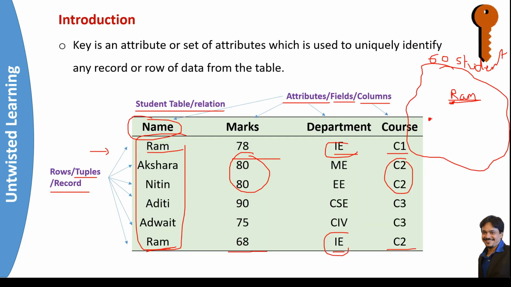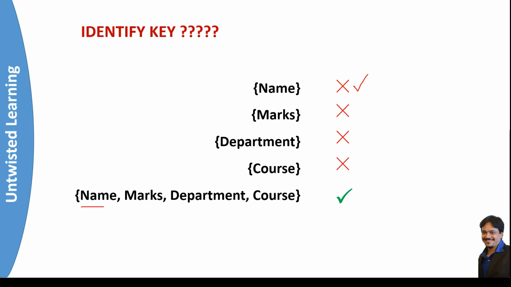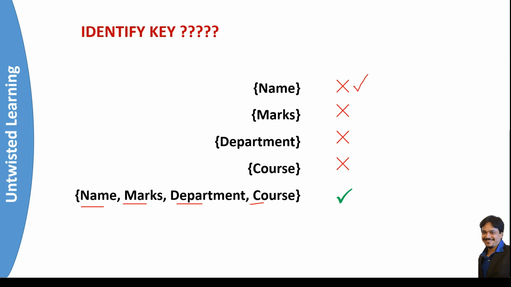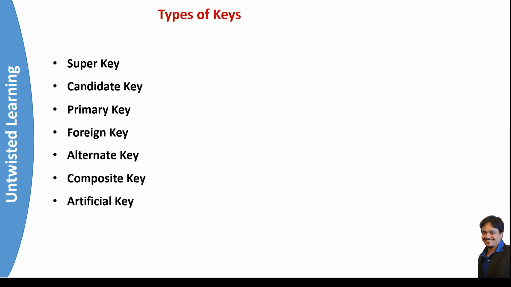But in the definition, it is also written that set of attributes. So if we combine all the attributes, name, marks, department and course, that can be called as a key. Just with the similar example of the classroom, you are using first name, father's name and last name, 3 columns or 3 attributes to uniquely identify a student. If you assign a single roll number to a student, that can be a single attribute which can act as a key. This is the basic introduction to keys. Now there are several types of keys: super key, candidate key, primary key, foreign key, alternate key, composite key and artificial key.